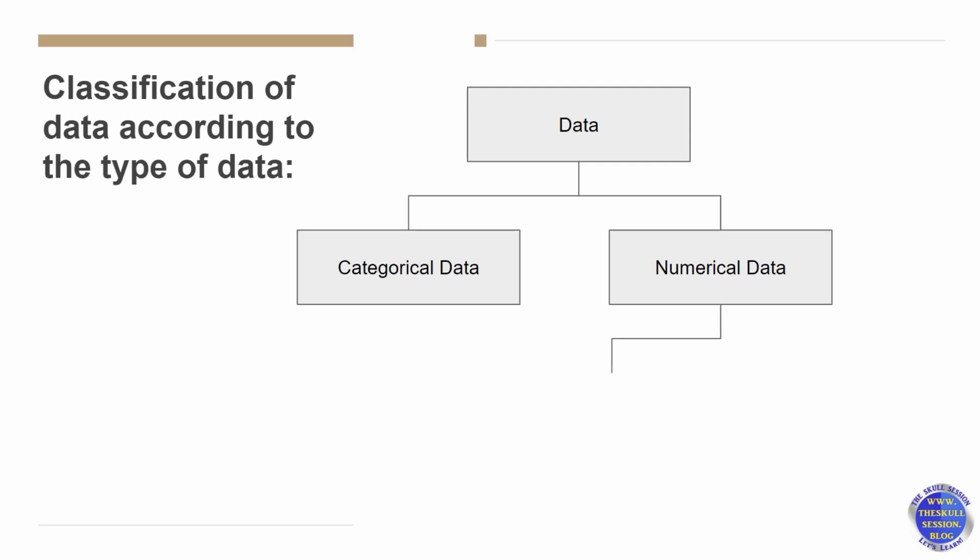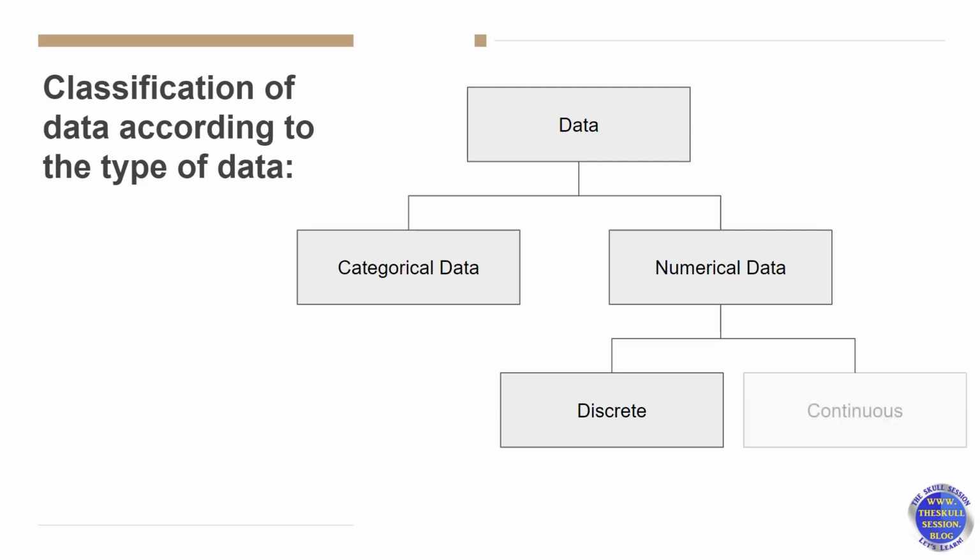There are two types of numerical data according to character. The first one is discrete numerical data as well as continuous numerical data. Now these data are variable in nature. The numbers can vary from time to time. Hence, this may also be called a discrete variable as well as continuous variable. Now let us understand the difference between discrete variable and continuous variable.